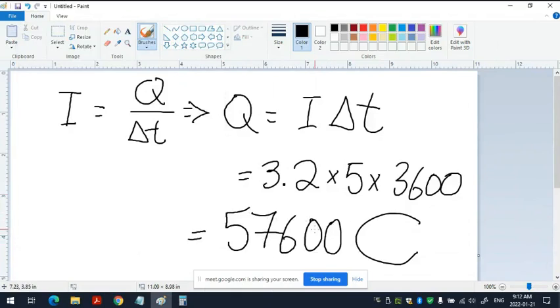How come this is a big number? We said the numbers for coulombs are usually small, in the nano or the micro or the milli or even the single coulomb. Why is this a big amount of charge? We let the current go for 5 hours. Of course, you expect a huge amount of charge to pass through.